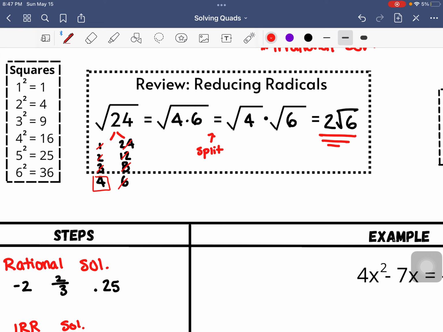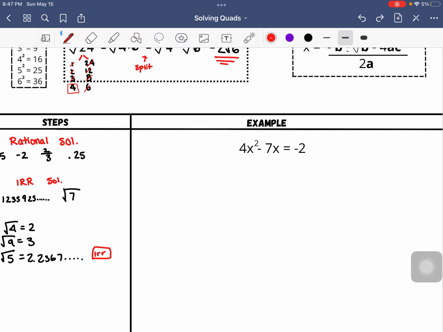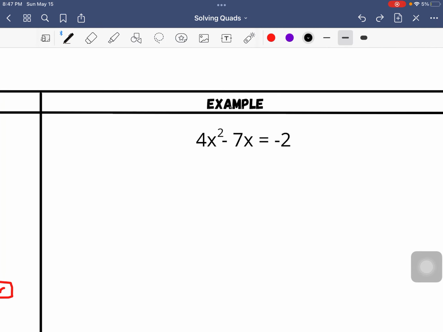I'm sorry. Now, not all radicals can do this, but if some of them can, it's nice. Because 2 radical 6 looks much better than the radical 24, if you ask me. So let's go ahead and try one. Right here I have an example already set up for you.